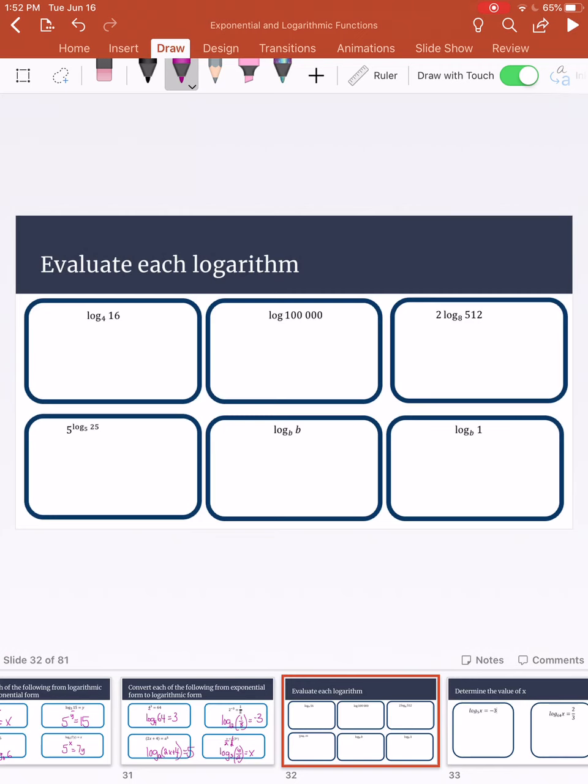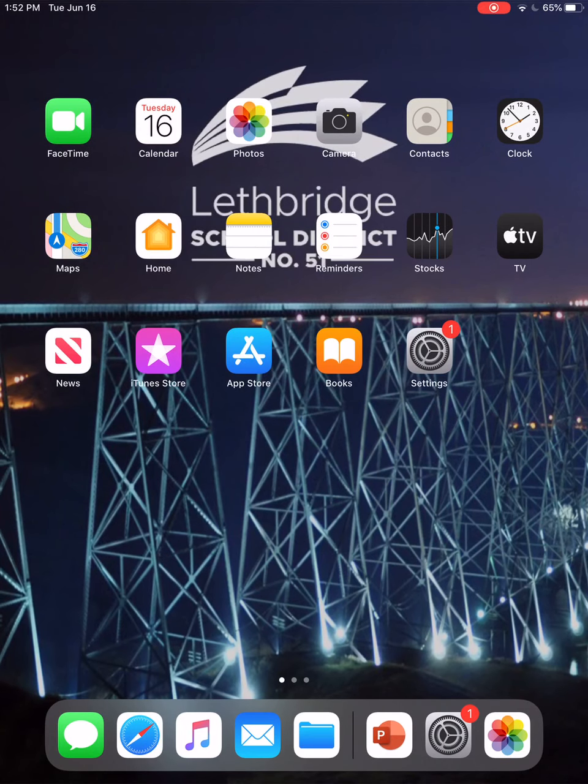Okay, so now we're going to evaluate. When we evaluate, you guys will have different calculators, so I'm going to show you a few different ways. So let's take our graphing calculator out.